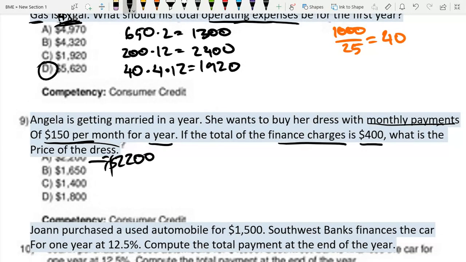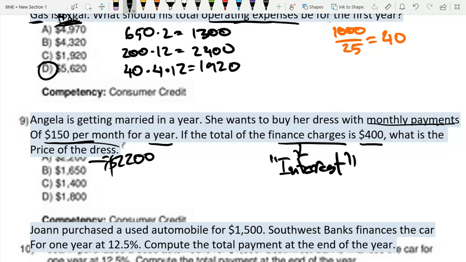So really the important thing here is to know what finance charge means. This is effectively the cost to borrow money. So this is sort of like the interest that you're paying. So this would not actually be included in the cost of the dress. This is not the price of the dress per se. This is the price that you have to pay for borrowing the money to buy the dress.